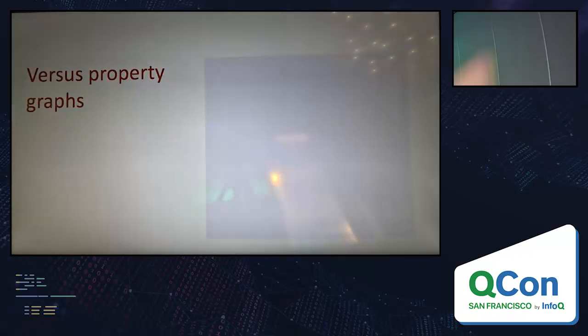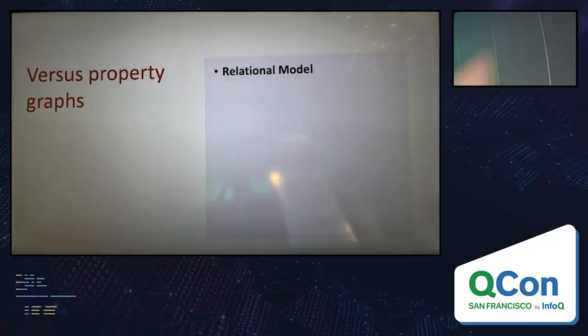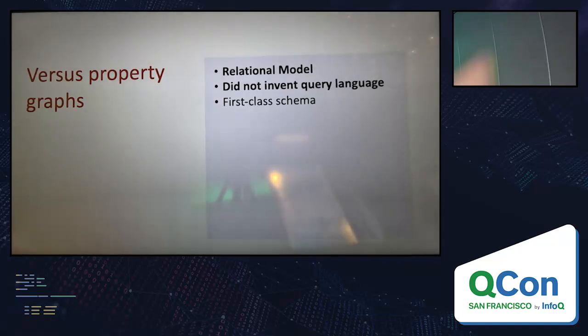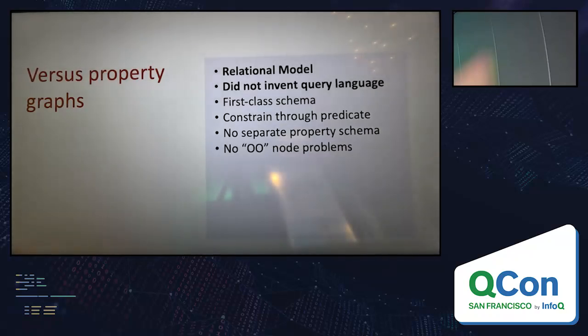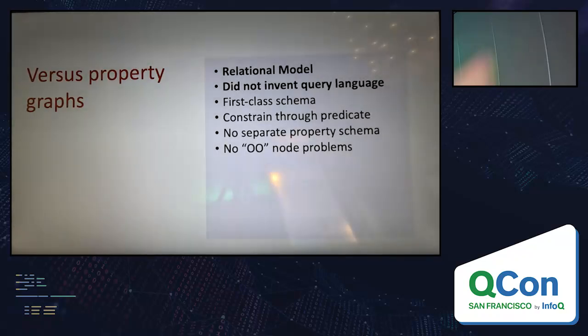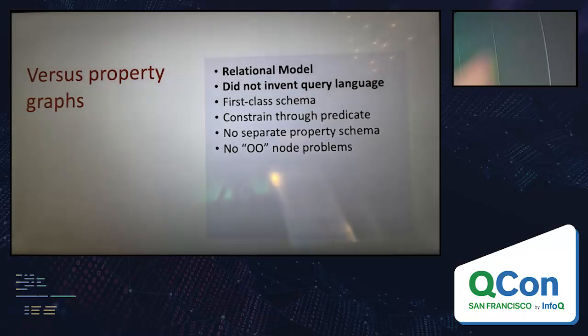And lastly, versus property graphs, relational model, didn't invent a query language. We have a first-class schema for everything. You can constrain through the predicate. There's no separate property schema, right? Everything is just edges. There's no OO node problems. So we just make the decision for you. You can't put any stuff in a node, just use edges. N-ary relationships, again, super common. Composable rules.